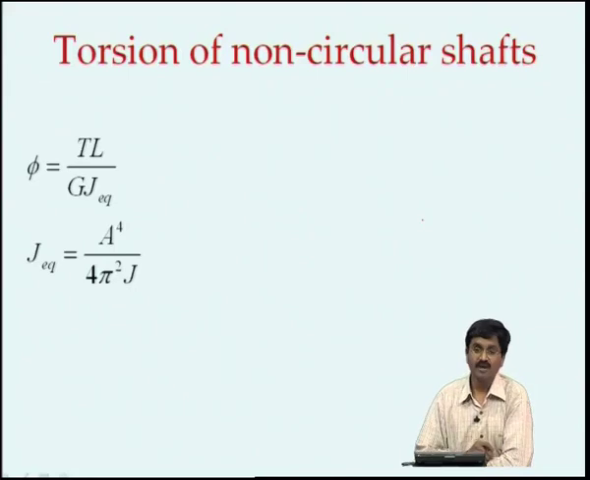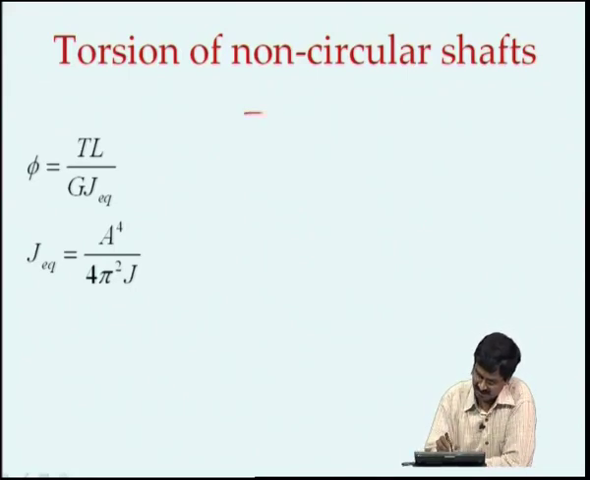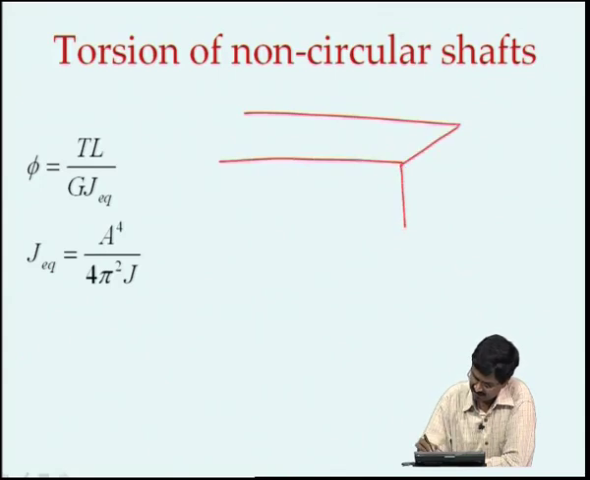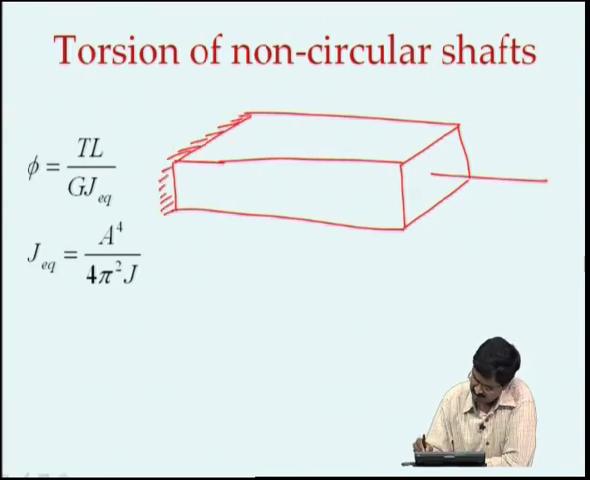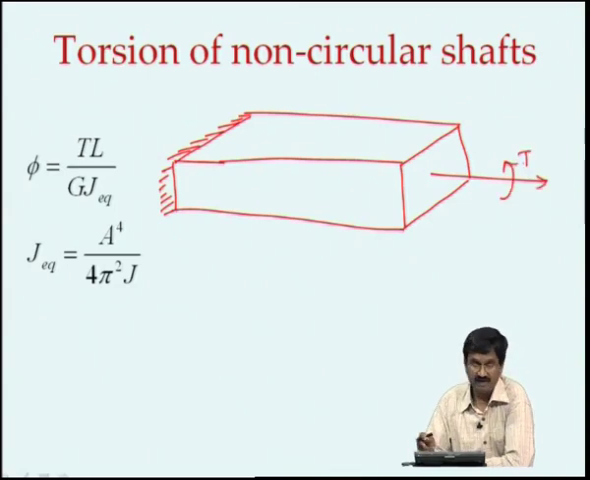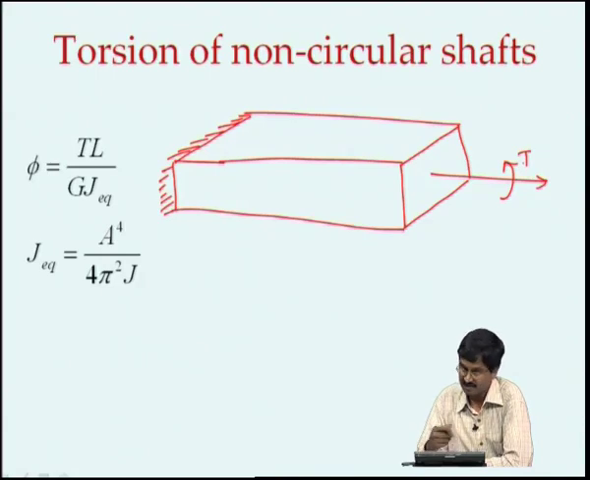Okay. Now, what happens when you have non-circular shafts? Let us say, like the TI mirror, if I have a rectangular beam, which they called a torsion hinge, let us say I fix it over here, and about this axis I apply a torque. Okay. Can we apply that formula that we just derived?